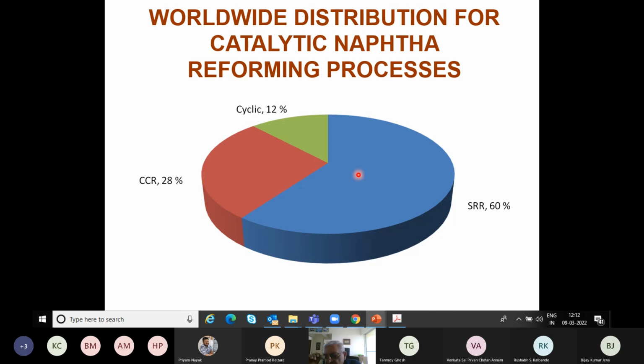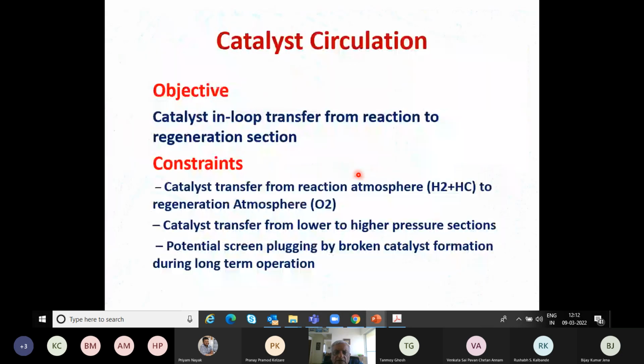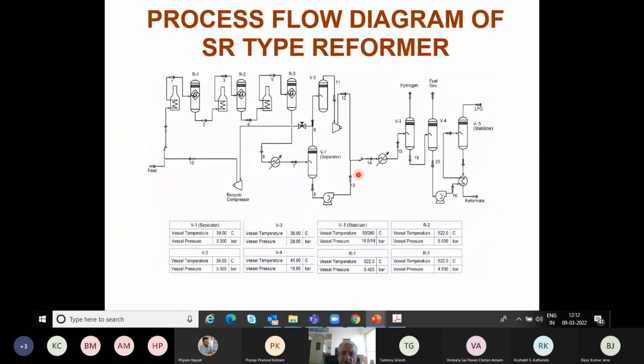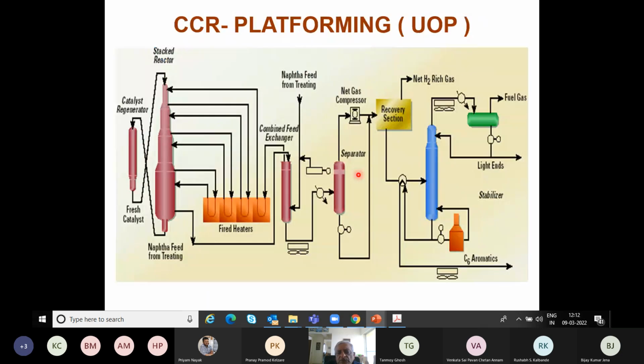If you remember, I mentioned that semi-regenerative reformers still do have a place in the world. And the reason is that CCR reformers, as you would have noticed by now, if you are looking at the UOP type of configuration, are expensive. As compared to that, semi-regenerative reformers are simple and much cheaper compared to a continuous regeneration reformer.